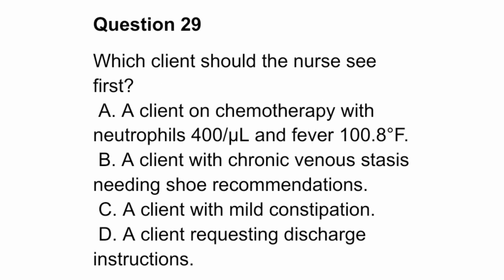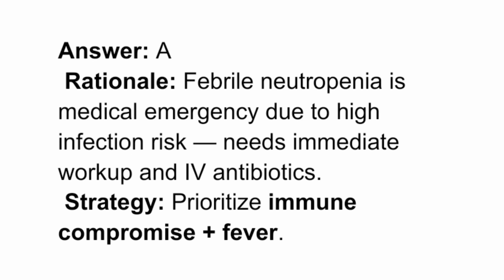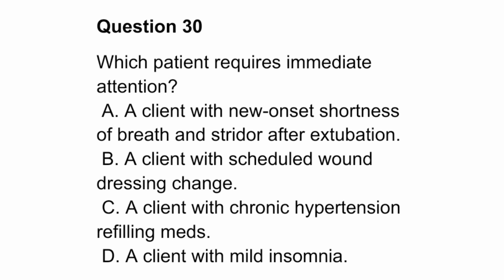Question 29. Which client should the nurse see first? A. A client on chemotherapy with neutrophils 400/µL and fever 100.8 degrees Fahrenheit. B. A client with chronic venous stasis needing shoe recommendations. C. A client with mild constipation. D. A client requesting discharge instructions. Answer, A. Rationale: febrile neutropenia is a medical emergency due to high infection risk, needs immediate workup and antibiotics. Strategy: prioritize immune compromise plus fever. Question 30. Which patient requires immediate attention?